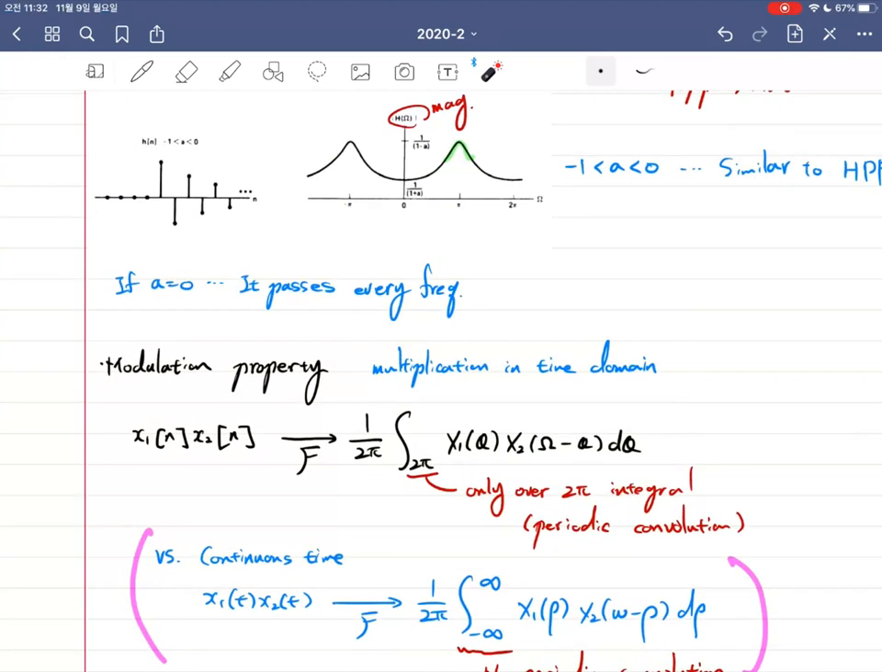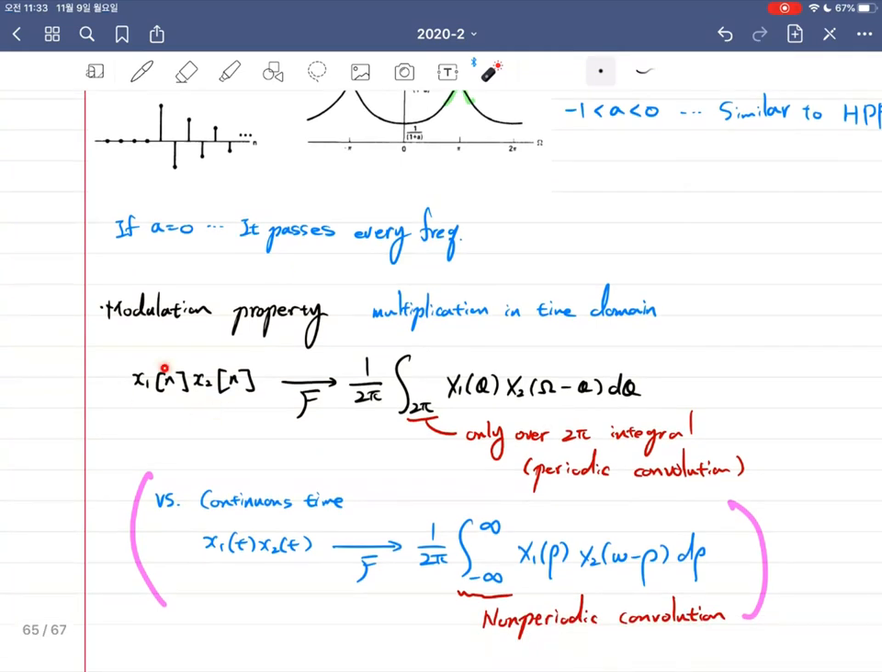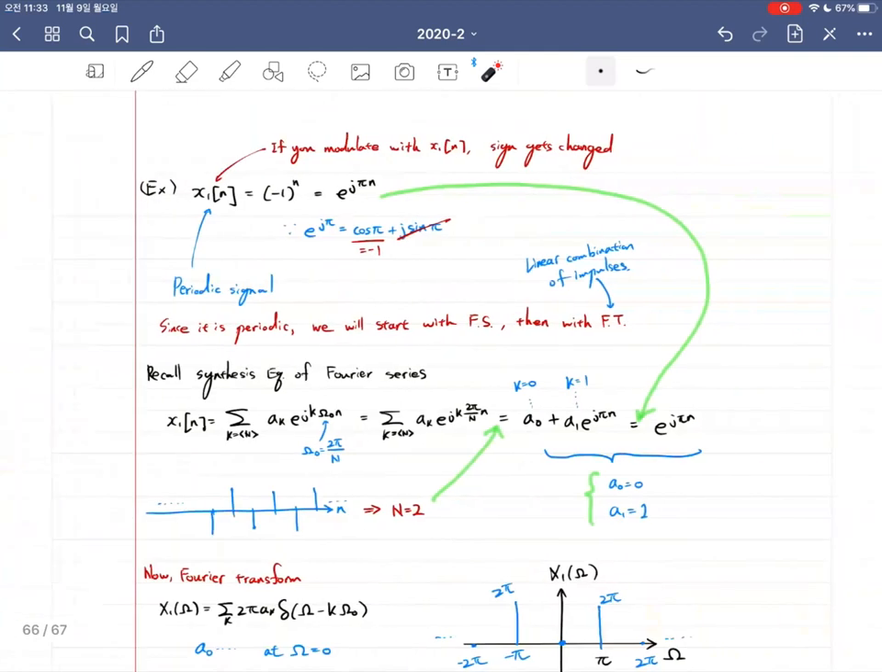Mostly we talked about the modulation property, which is about the multiplication of two signals in the time domain. If you do that and perform the Fourier transform, you will have the shape of a convolution with only a 2 pi integral. So it's a periodic convolution, whereas you get a non-periodic convolution in continuous time.